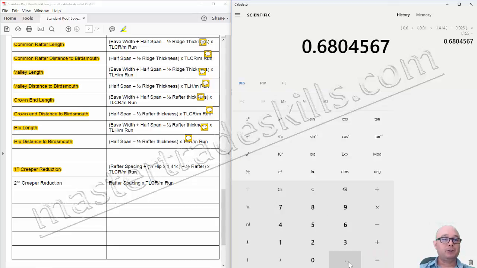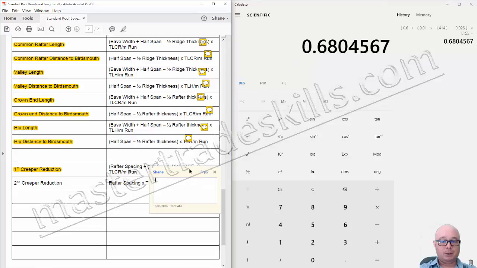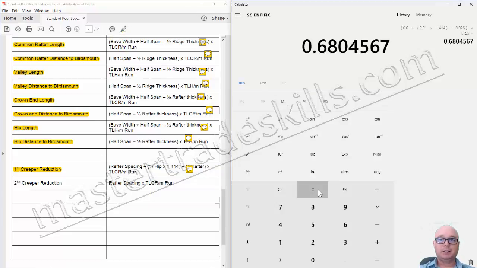equals. So our first creep reduction is 681 millimetres. The 4 will be rounded up by the 5, so that 0 becomes a 1. So the first creep reduction will be 681 millimetres, or 0.681. So we'll just put that there with a sticky note, 0.681. So that's the first creep reduction. I'll just clear that calculation.